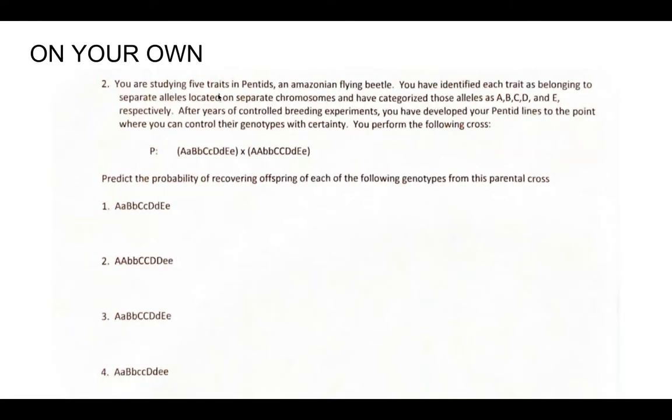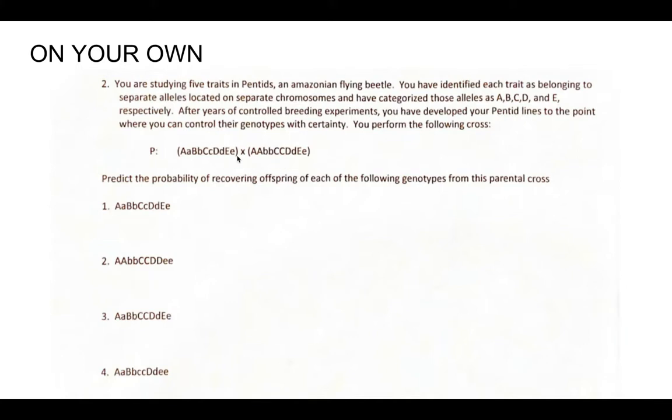You're studying 5 traits in pintids, an Amazonian flying beetle. You have identified each trait as belonging to separate alleles located on separate chromosomes. And here are the alleles, A, B, C, D, and E. So those are our 5 traits. After years of controlled breeding experiments, you have developed your pintid lines to the point that you can control their genotypes, which means you know what the parents really are. And so you perform the following cross.